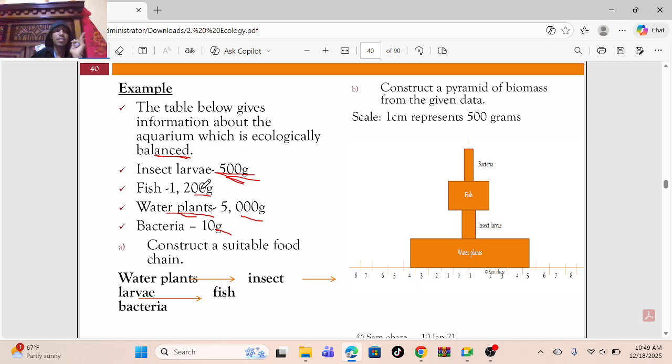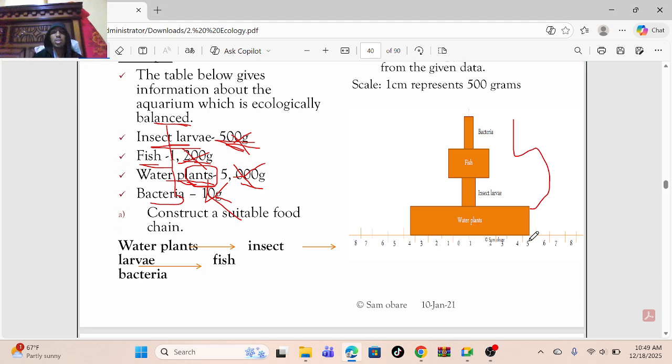Because insect larvae ndio inakula fish. Hizi sasa we forget about these masses, because this is not a pyramid of numbers, it's a pyramid of biomass. So first of all tunaangalia the normal food chain. So tunaanza from water plant, that's the plant. From the plant, tunaenda kwa insect larvae, then from insect larvae tunaenda kwa fish, then bacteria na kwa nyuma. After that we construct the pyramid of biomass using the given data, na inatoka hivi. So we just draw it.